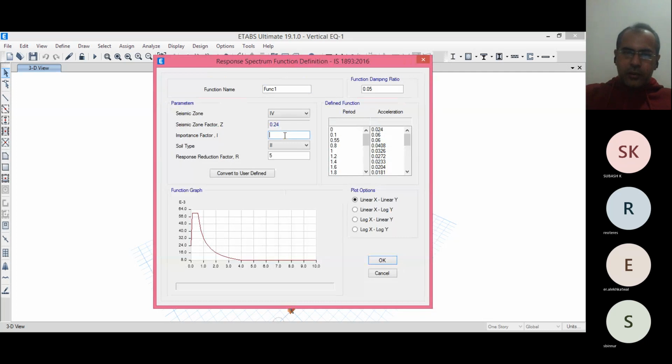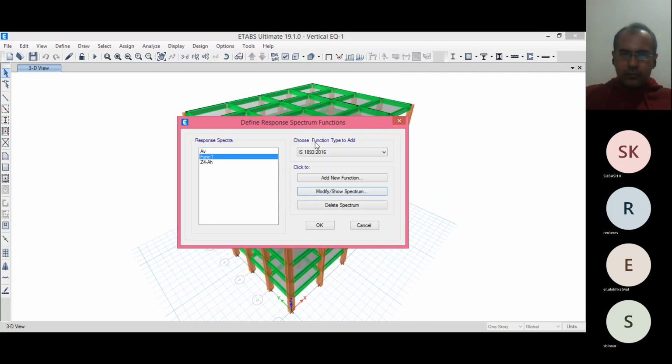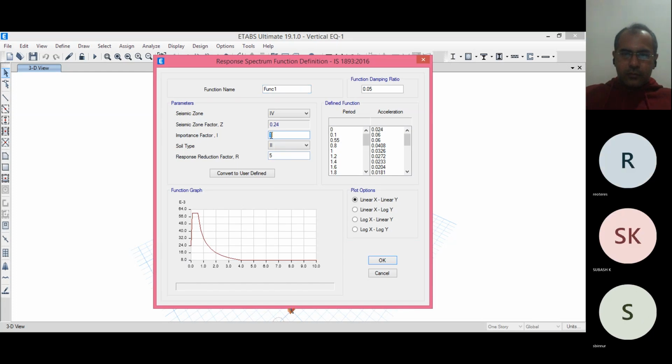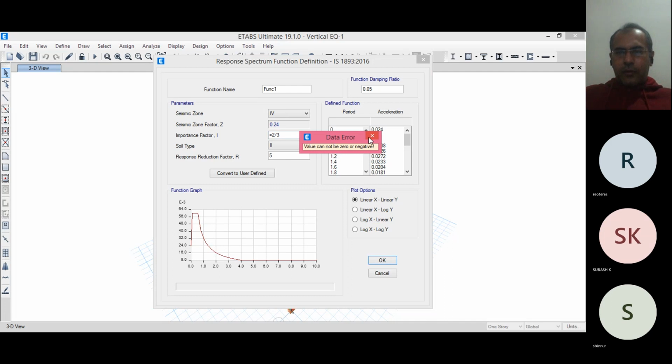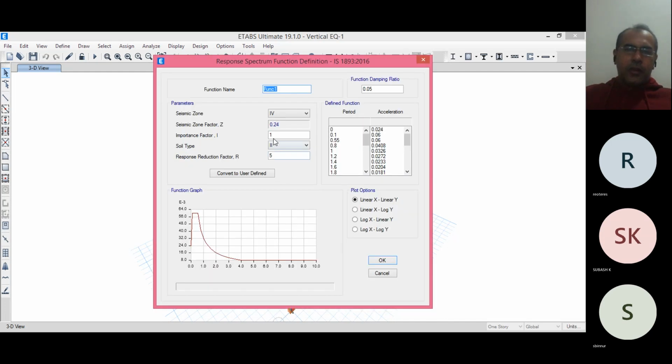So 2 divided by 3, that is what we have to give. Formula. So it is not taking this formula, so that we can do it ourselves. So 2 by 3 is always 0.66, right? Or 0.67. So that either we can apply it here or we can make it a scale factor.